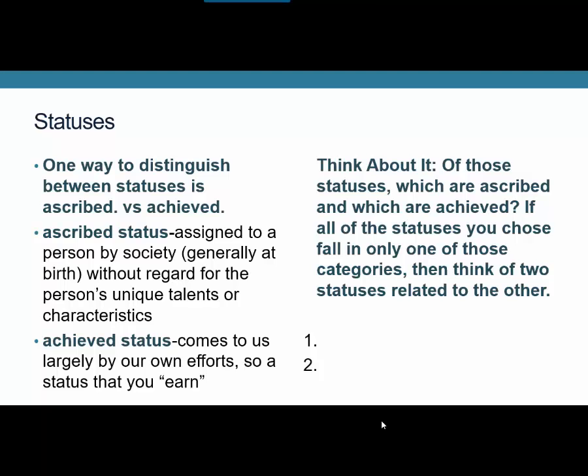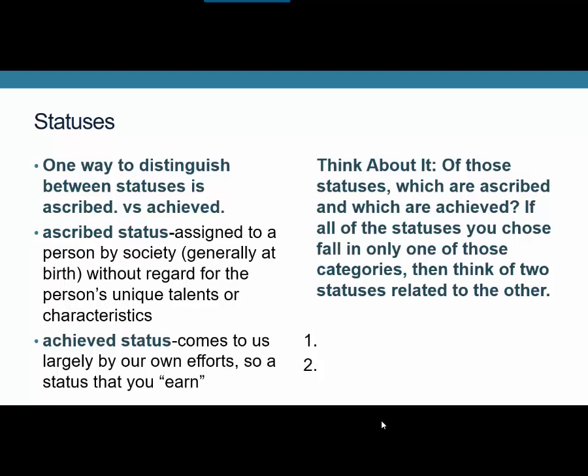An ascribed status is assigned to a person by society, usually at birth, and it doesn't really matter who you are, or whether you have some unique talents or characteristics. This is just a status that society defines you as, that you usually don't have a lot of input into.